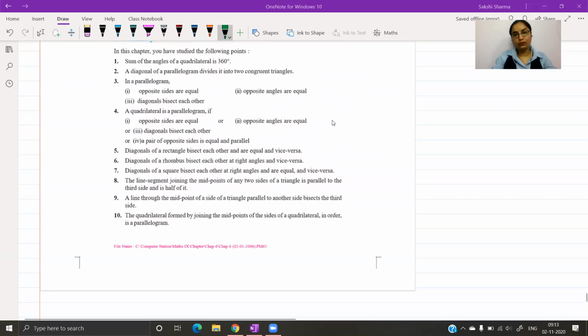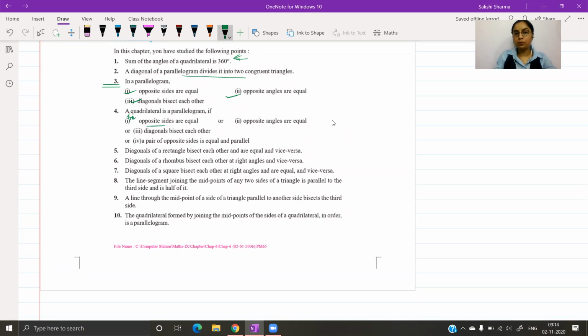We have written all of these. This is the angle sum property, then the first theorem and the properties of a parallelogram given as such. And then if you want to prove that a quadrilateral is a parallelogram, you can prove either of these four results. There are 4 points given here. If you prove any one of these, your quadrilateral will become a parallelogram.